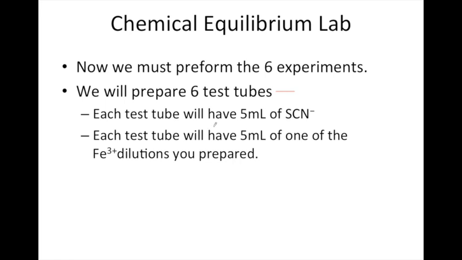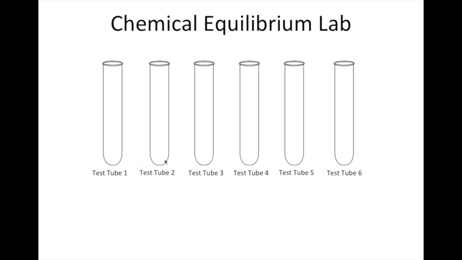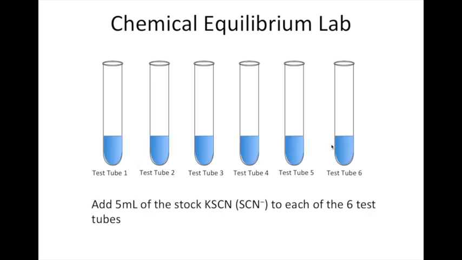In each test tube, we're going to add 5 milliliters of the stock thiocyanate. We're not making any dilutions of this, so 5 mils of the stock thiocyanate. And to each test tube, we're going to add 5 mils of one of our iron dilutions that we have just described how to prepare. So it should look something like this. Let's say we have 6 test tubes. We're going to put 5 milliliters of the stock potassium thiocyanate into each.